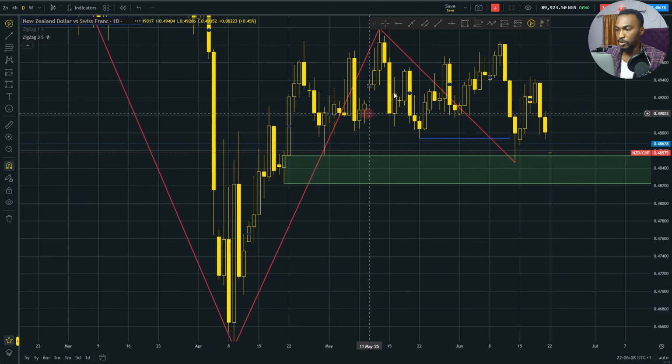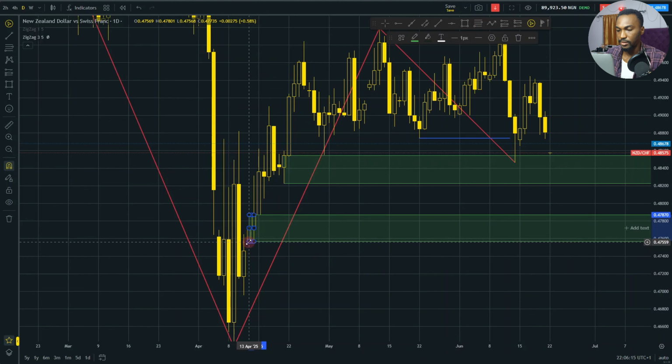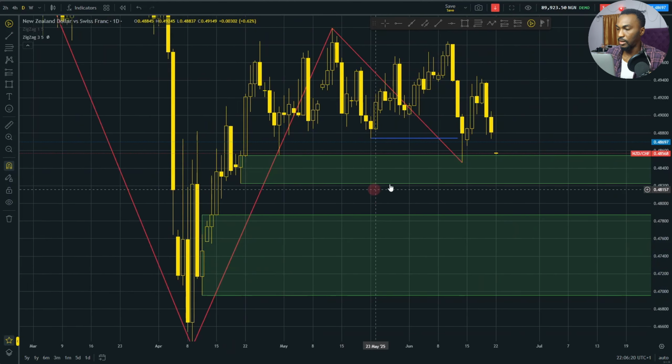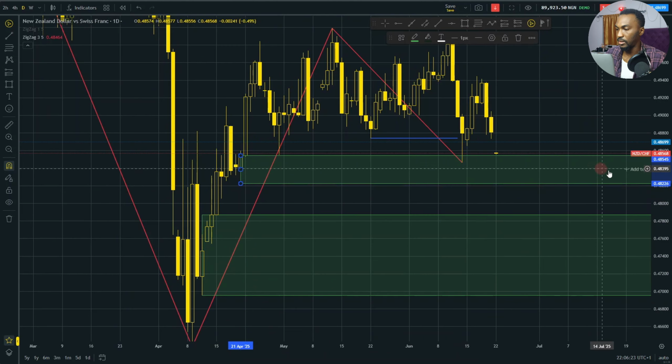So let's look for another fresh zone. Rally base rally, this is one here. This looks like an indecisive candle to me. All of these are my daily zones, right? All of these are my daily zones.